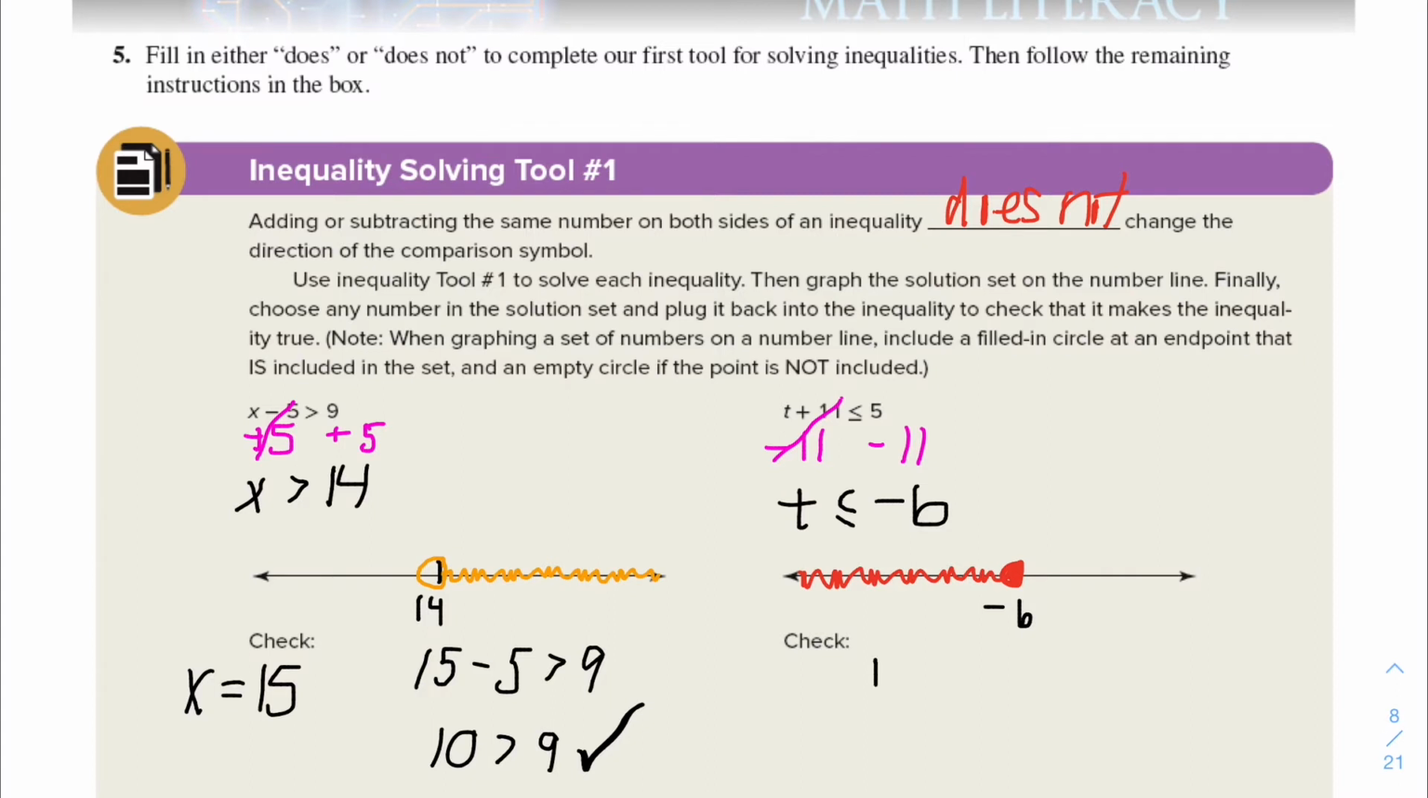I'm going to pick a number that's nice to work with. Let's pick t equals negative 10. Plug that in. You get negative 10 plus 11. That needs to be less than or equal to 5. Well, negative 10 plus 11 is positive 1. That's definitely less than or equal to 5. So yes, we did do this correctly. We have the same, correct solution.